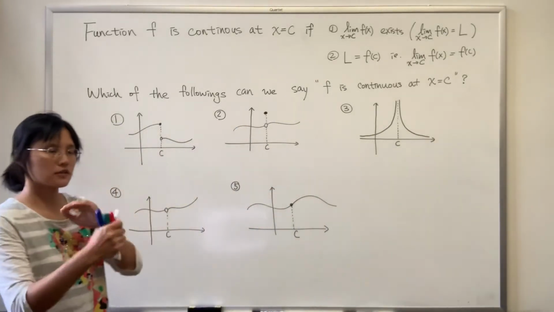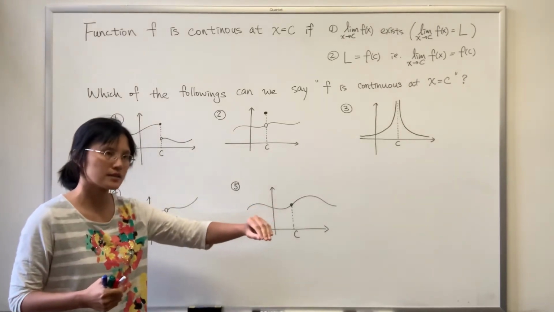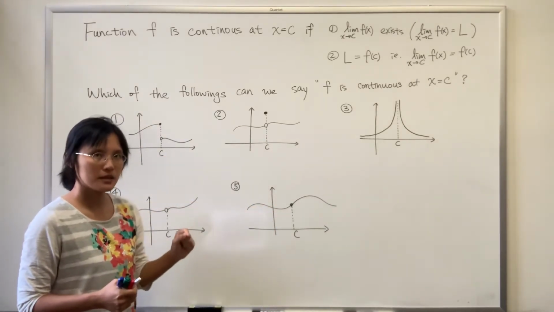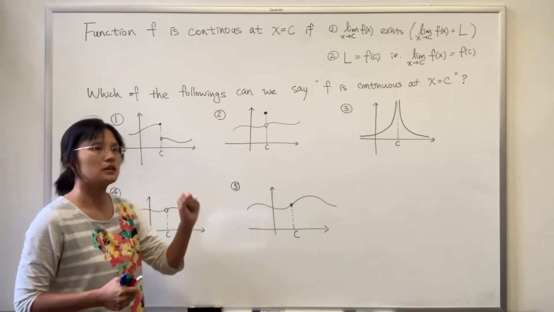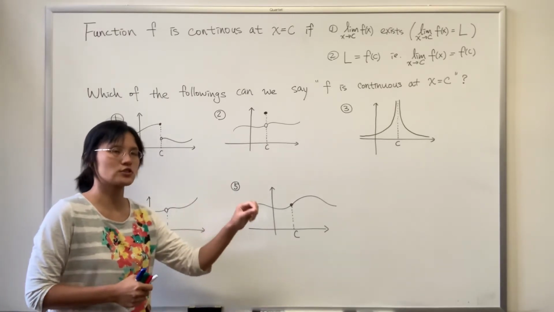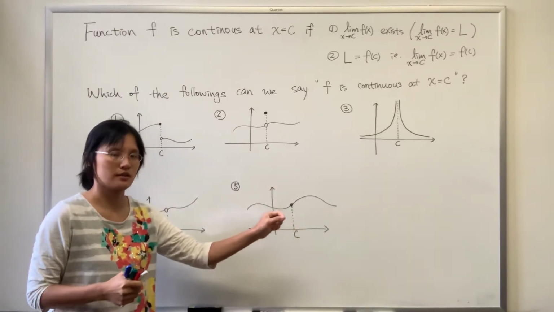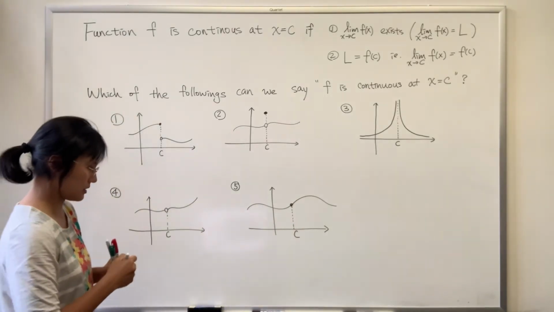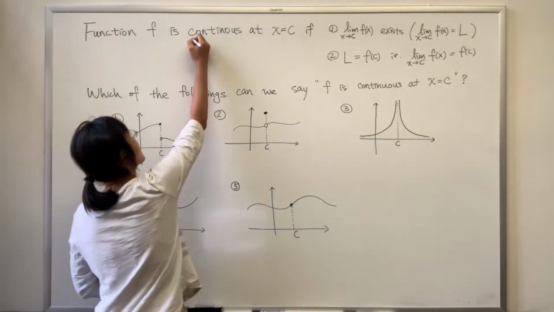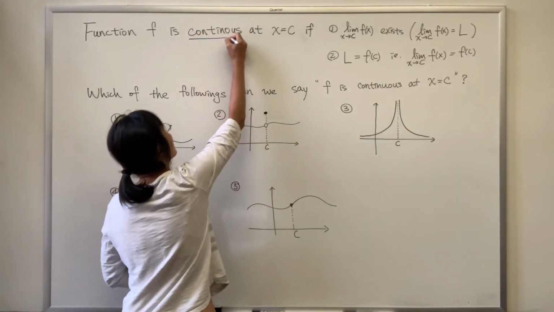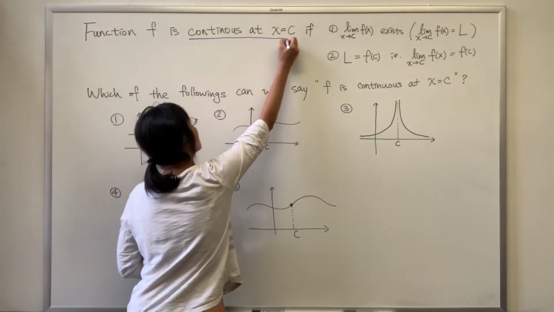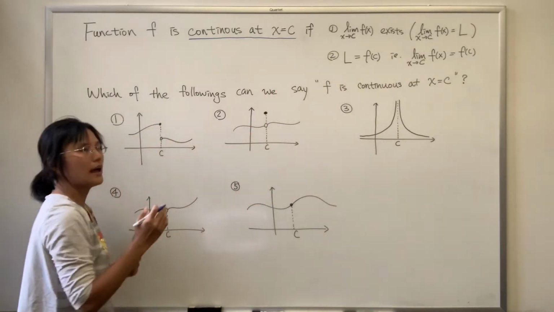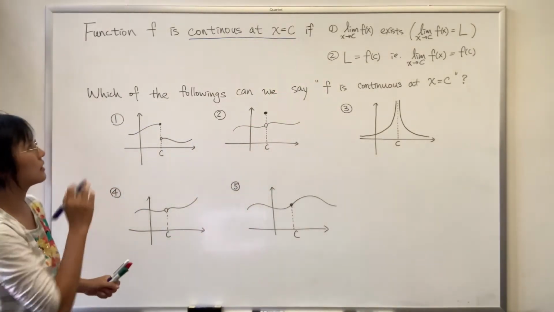We spend a lot of time explaining the concept of the limit of a function as x approaches a number c, right? And we are coming to our next big concept, which is continuity. When can we say a function is continuous at x equal to c?